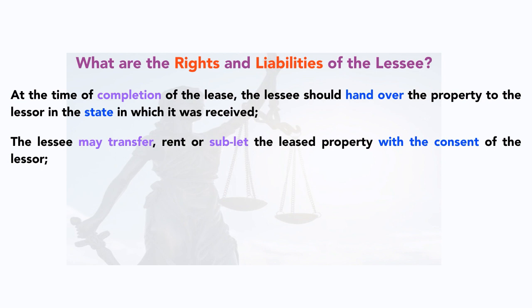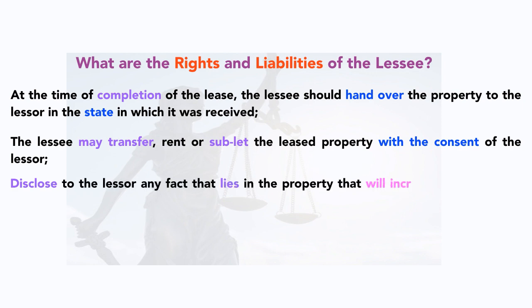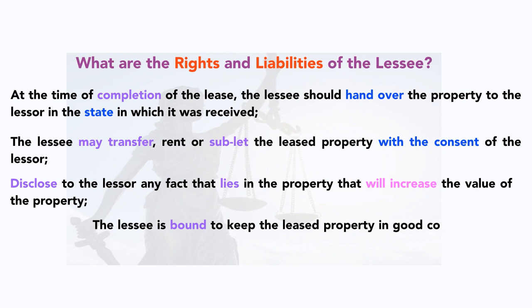Next point is, disclose to the lessor any fact that lies in the property that will increase the value of the property. Again, being a renter or lessee, it is your duty to let your owner know if there is some value addition to that property. Otherwise, it is a fraudulent act. Next point is, the lessee should pay rent at a proper time and place as specified by the lessor. Simple point.